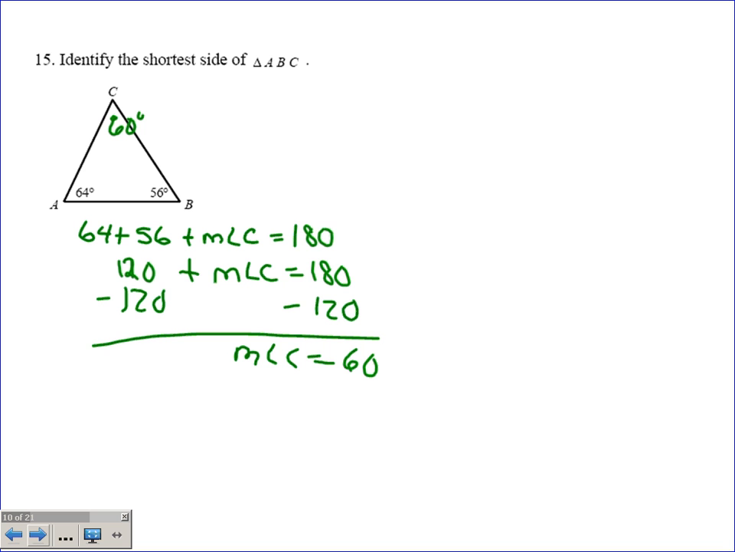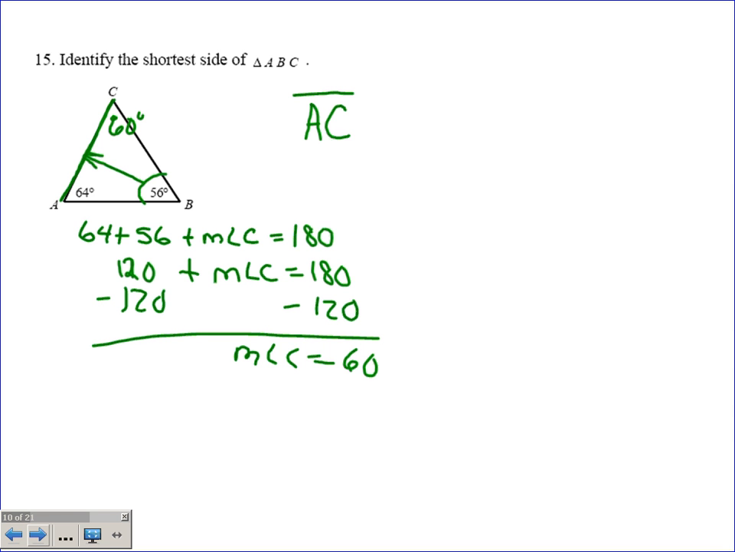Okay. Now, the shortest side is always across from the smallest angle. What's the smallest angle up here? 56. So I have to figure out how to name this side. How do you name a side? In this case, AC, because it's across from B. Okay, that's worth 1 point. Basically, just AC. Make sure they have that line over it. If they don't have it, make sure to write it over there.